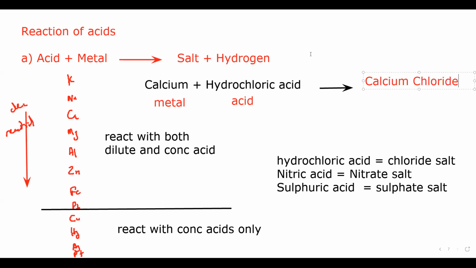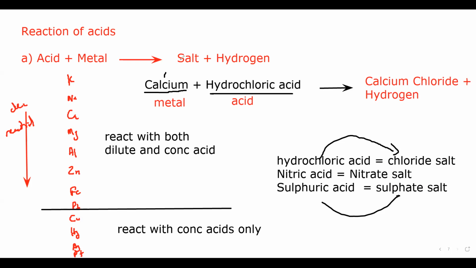How do we know a chloride salt is produced? Because the type of salt depends on the acid. Hydrochloric acid results in a chloride salt, nitric acid a nitrate salt, sulfuric acid a sulfate salt. So calcium plus hydrochloric acid gives calcium chloride plus hydrogen. Calcium takes the position of hydrogen and hydrogen is removed, so it becomes calcium chloride and hydrogen is left alone.